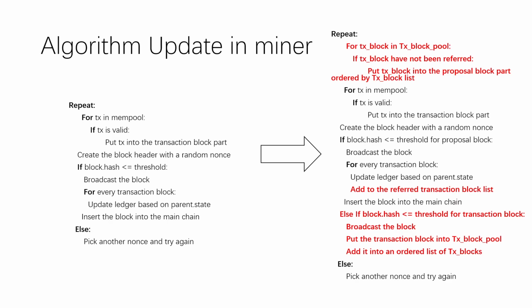Here are some updates in algorithms. In the miner process, when forming the block, besides putting transactions into the block, we also put into the block all the hash pointers of the transaction blocks that have not been referred. And if the block passes the transaction block challenge, we will broadcast this transaction block and put it into the transaction pool and ordered list. If it is a proposal block, after updating the ledger, we will mark all the transaction blocks it refers to as referred and update the state.